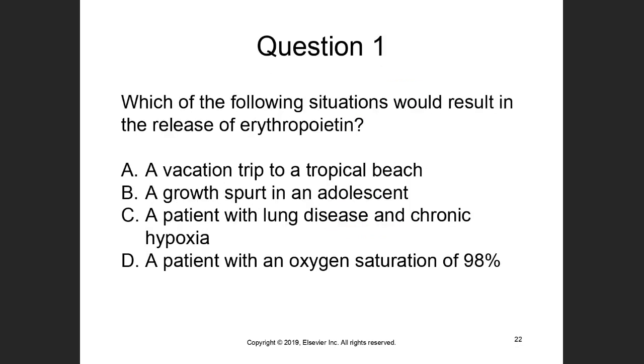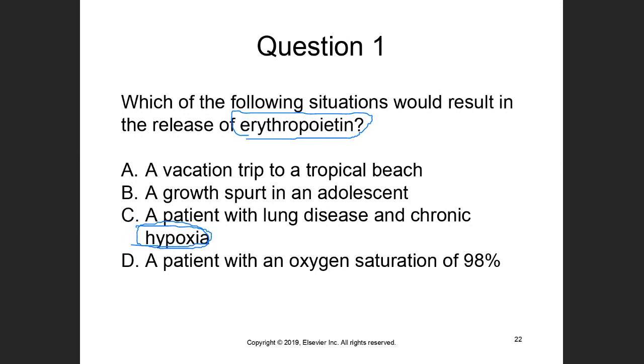And we have question number 1. Which of the following situations will result in the release of erythropoietin? Remember that erythropoietin is used to make red blood cells. Okay? A vacation trip to a tropical area, a beach; a growth spurt in adolescence; a patient with lung disease and chronic hypoxemia; a patient with an oxygen saturation of 98. And the answer is this one, hypoxemia.